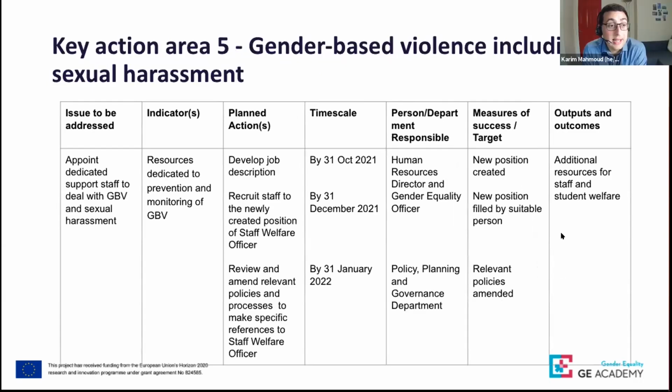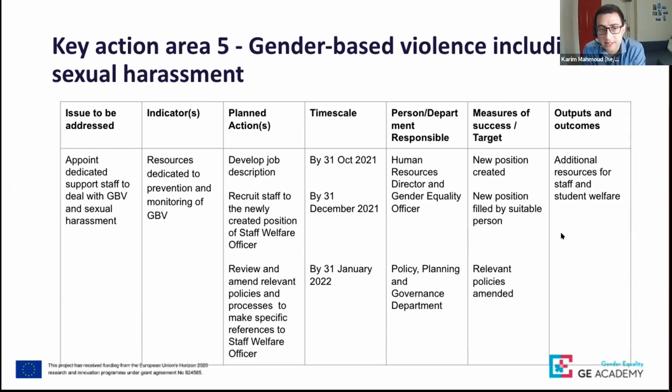Excellent. So here on the final key action area, gender-based violence, including sexual harassment, what we've been interested in doing is to appoint dedicated support staff to deal with gender-based violence and sexual harassment. And so our indicator is resources dedicated to prevention and monitoring of gender-based violence. What we want to do is develop a job description, recruit new staff for a new position called Staff Welfare Officer, and review and amend the relevant policies and processes to make specific references to the Staff Welfare Officer. And we have timescales for that.